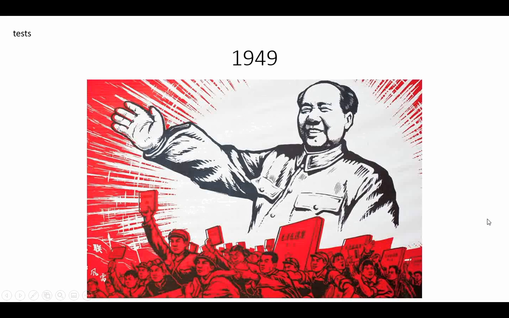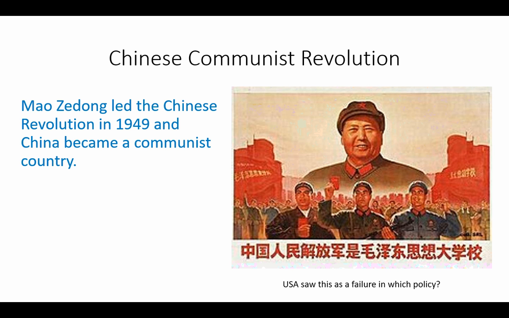Okay, so also in 1949, we need to talk about a major communist expansion. And this expansion is into China. Mao Zedong was a communist, and he led the Chinese Revolution in 1949, and China becomes a communist country.